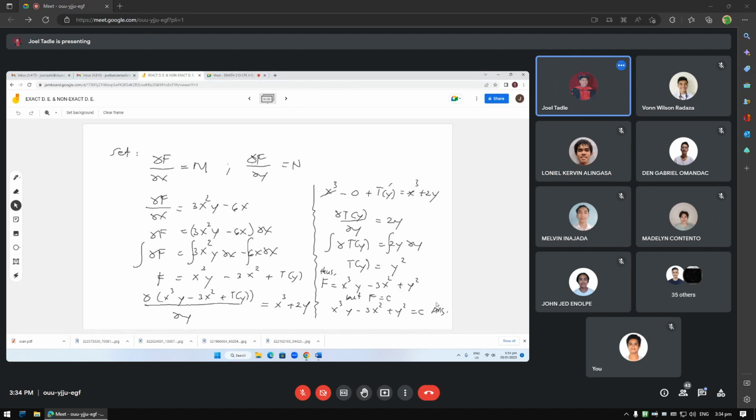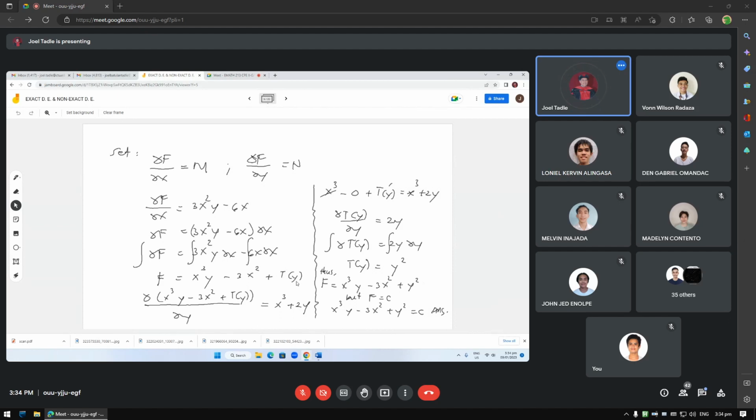Katong long method. So, kung magamit ta ani nga method, the same process ra gihapon atong buhaton. Atong iset ang partial derivative of f with respect to x equal to m, then partial derivative of f with respect to y equal to n. Then substitute values. Then atong i-cross multiply ang partial derivative of x, then integrate. We can determine the value of f equal to x cubed y minus 3x squared plus i-constant nga t of y.